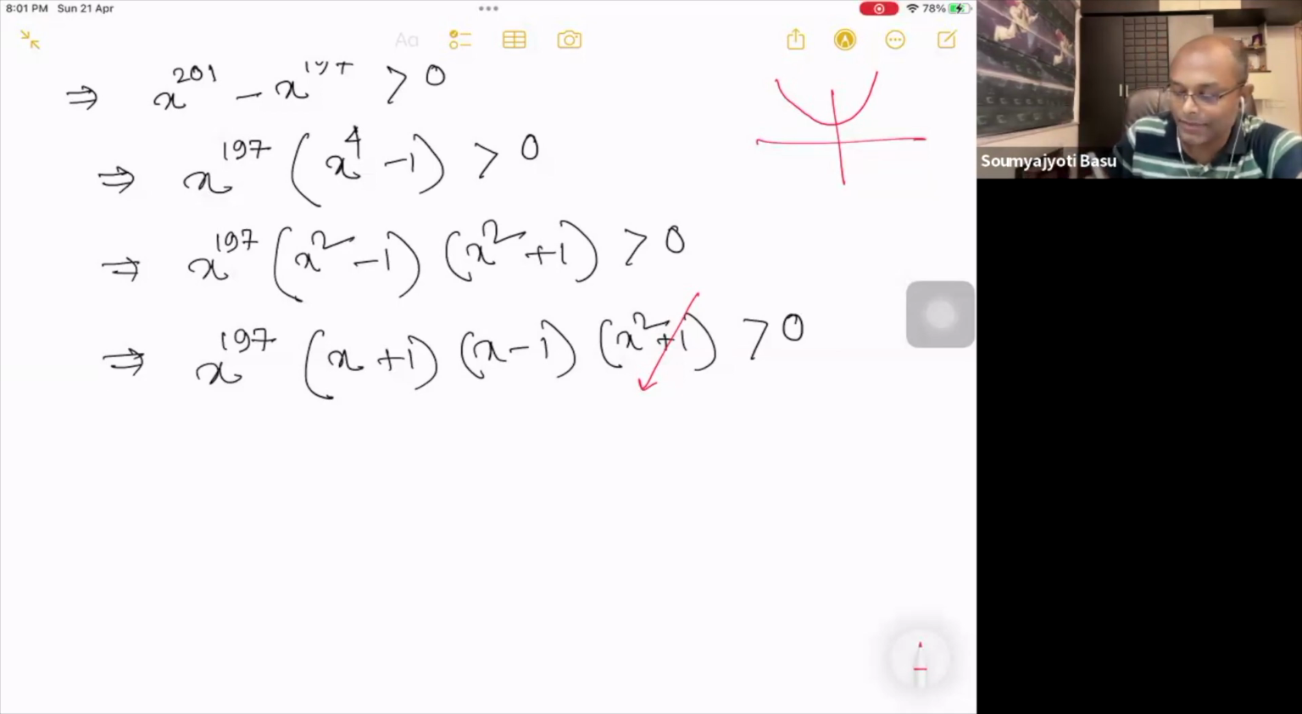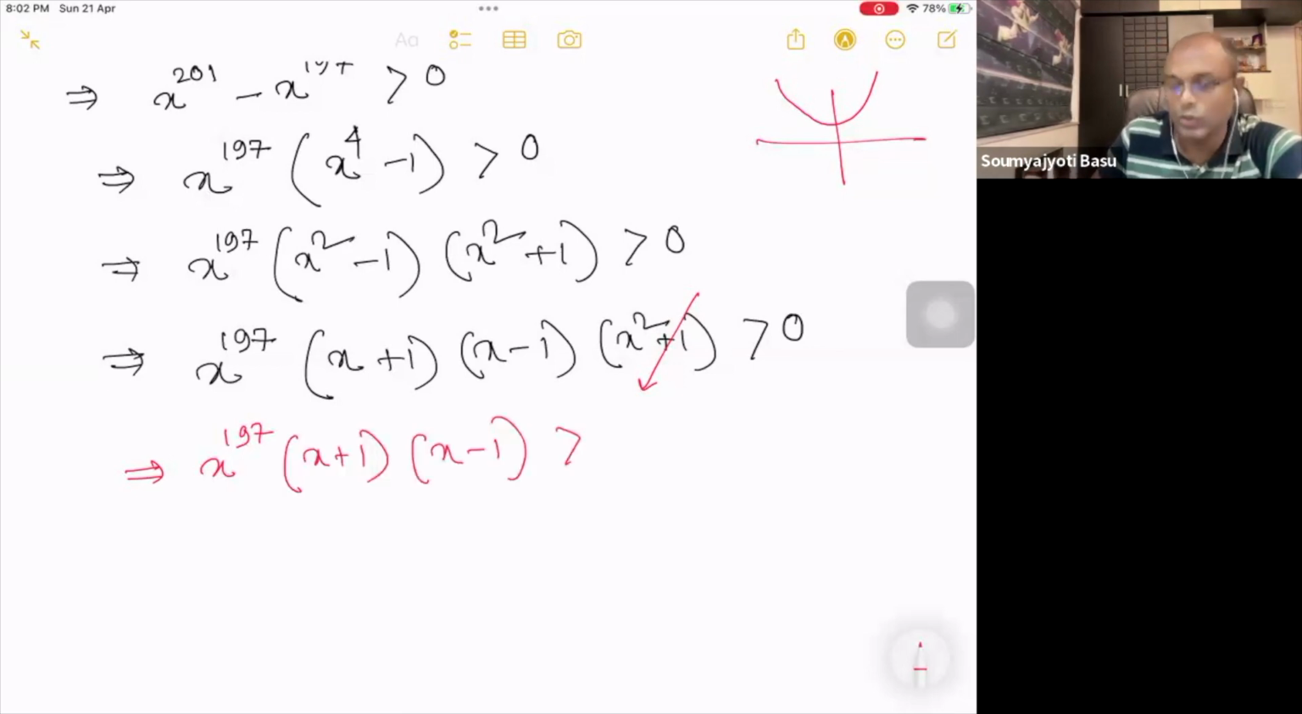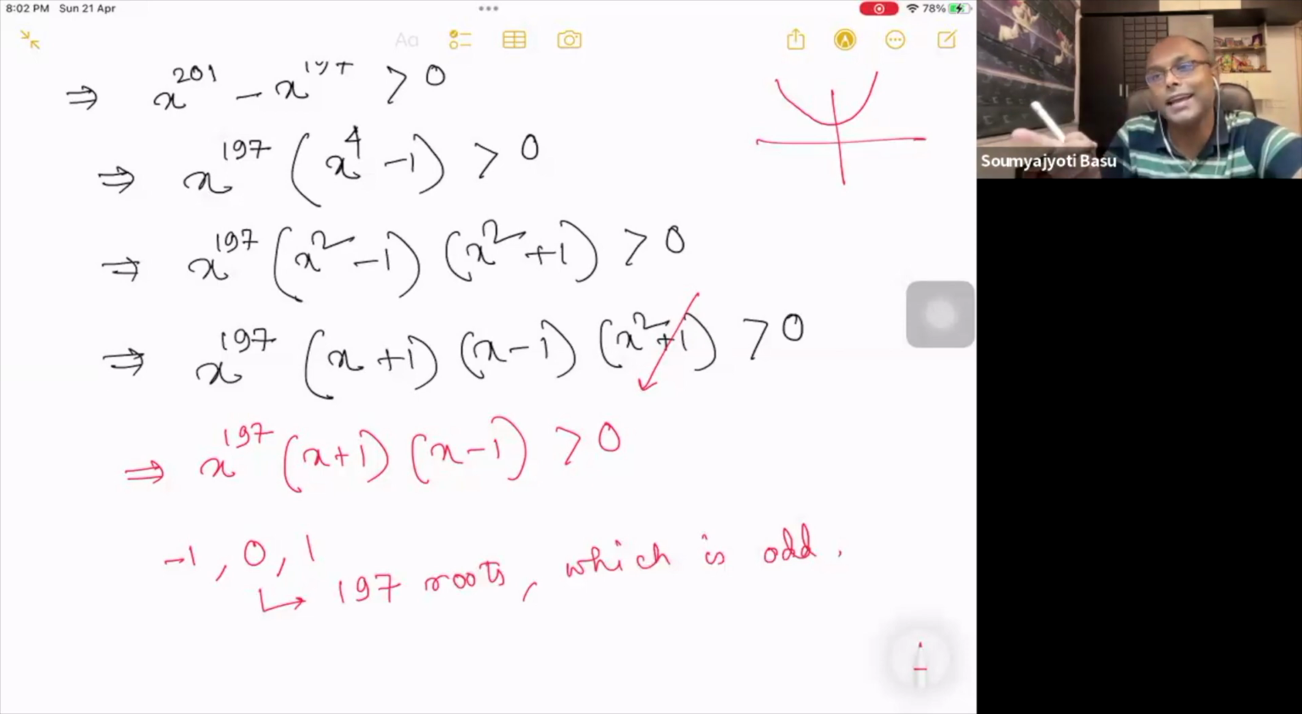I can write this as x to the power 197 into x plus 1 into x minus 1 greater than 0. Now what? The roots are 0, in fact minus 1, 0 and 1. How many roots at 0? 197 roots, which is odd. That means there will be a change in sign around 0, right? When it's odd, there will be a change in sign.